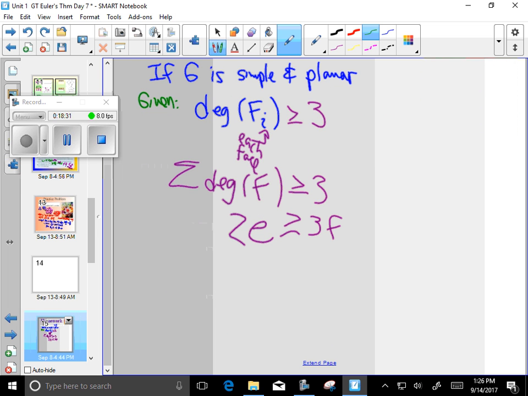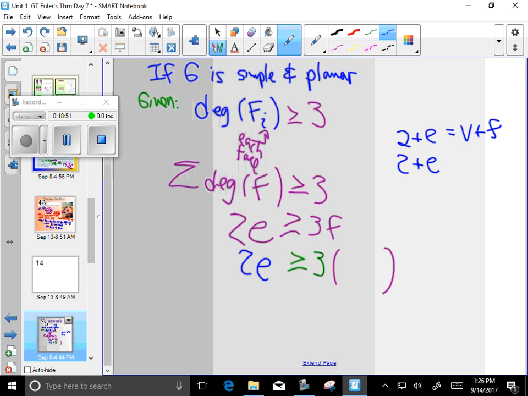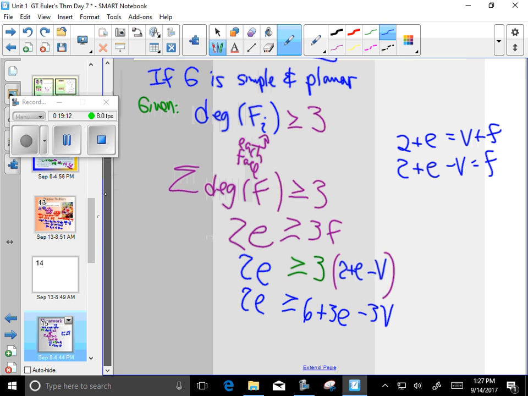Now it's kind of cool because what can you substitute f with? What's f equal to? Yep, so you have 2 plus e equal v plus f. So f is equal to 2 plus e minus v, right? So we'll put that in, 2 plus e minus v. So this will be 2e greater than or equal to 6 plus 3e minus 3v. And go back, what are we trying to look for again? E, solve for e.